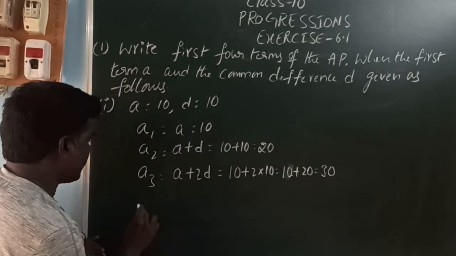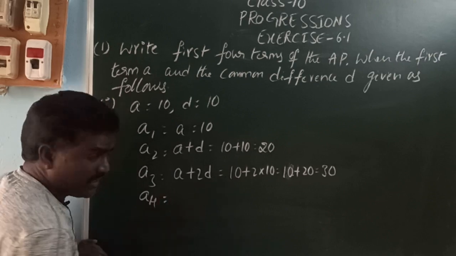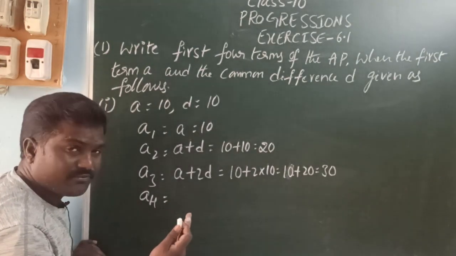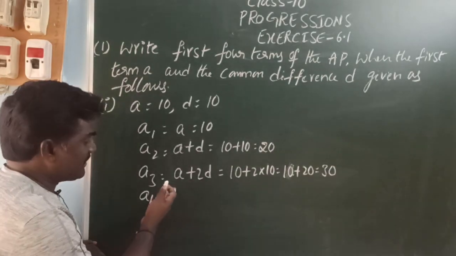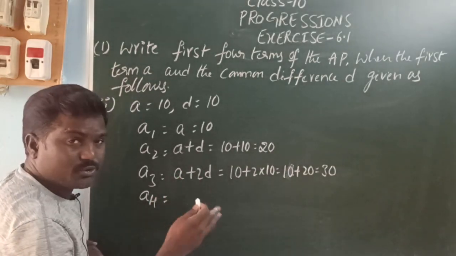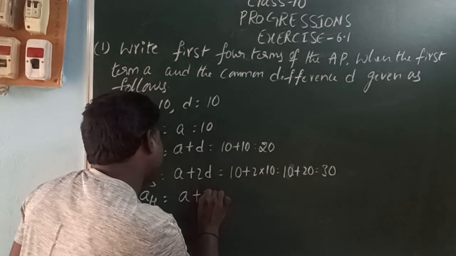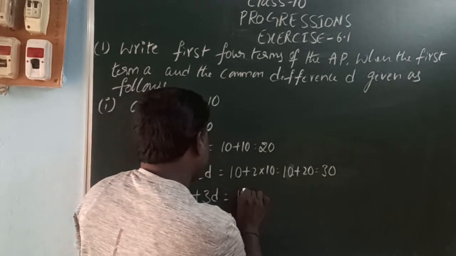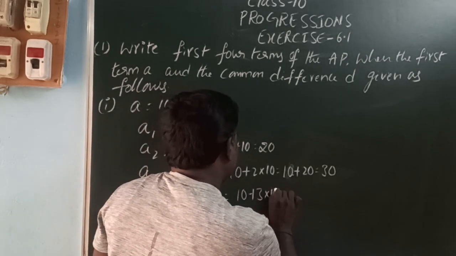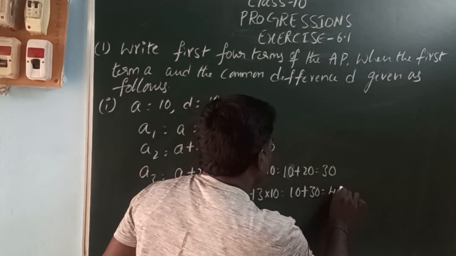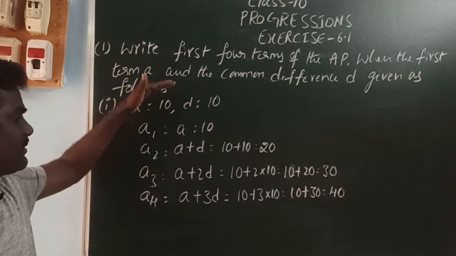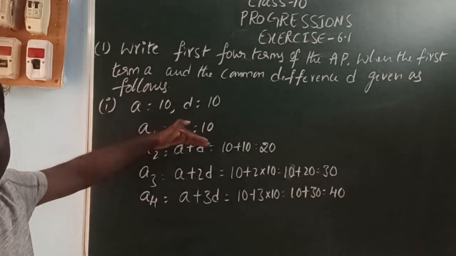that is 30. Next A4. Here A4 means the common difference is added to the third term, that is A3 plus D. A3 is A plus 2D, so A plus 2D plus D is A plus 3D. That is 10 plus 3 into 10, that is 10 plus 30, that is 40. So these are the four terms of the first one.